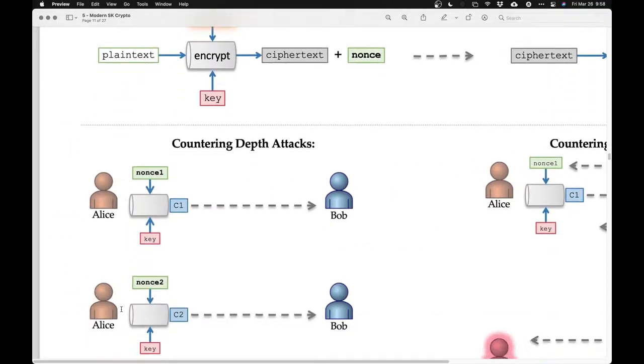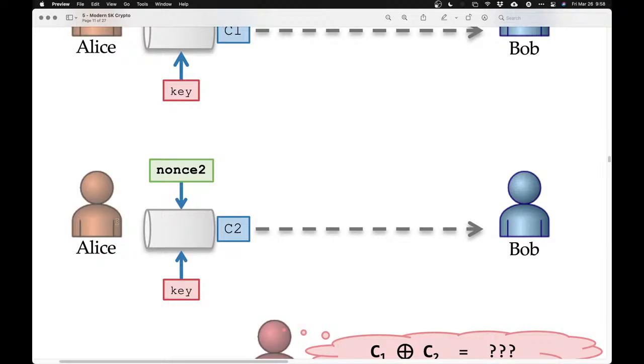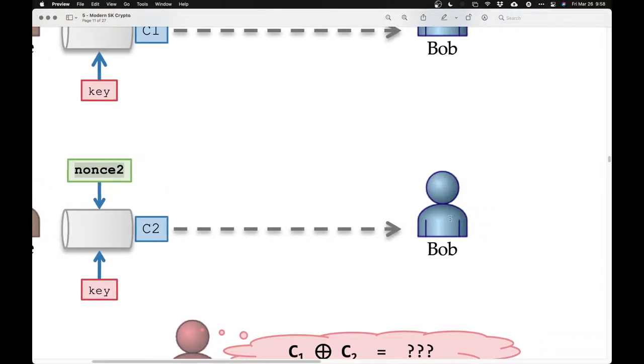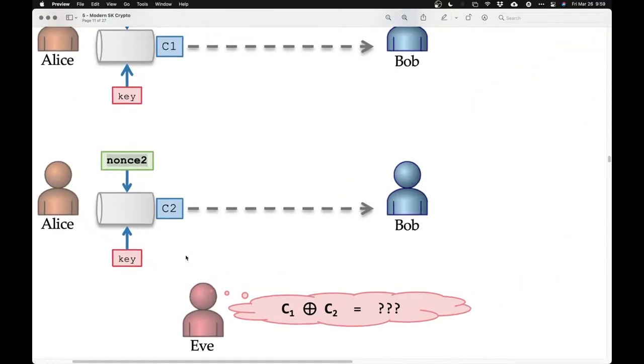Now, when Alice wants to send another piece of information to Bob, she can use the same key again. Why? Because she's using a different nonce. She just changes the nonce. She doesn't have to encrypt the nonce. She can just send the plain nonce along with the ciphertext to Bob. Bob gets the new ciphertext with the new nonce.